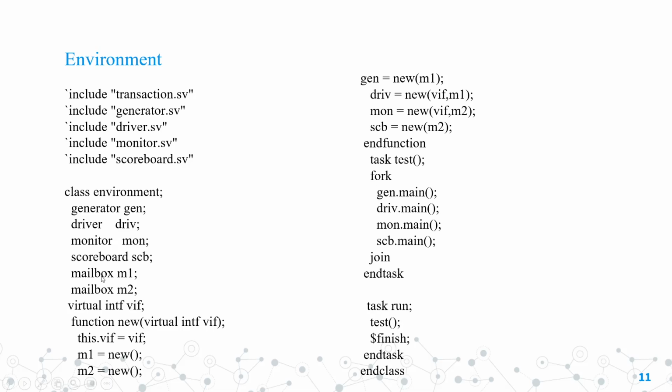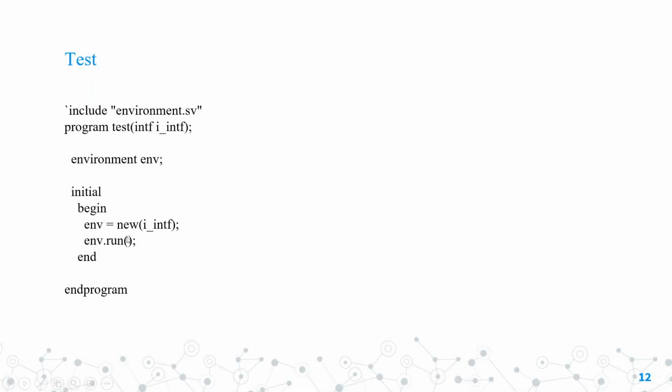So we have to run two tasks in our test file. That is the new task present in the environment, to which we have to send a virtual interface as input, and the task run. We also have to run the task run. This is our test.sv file. In this, I am including the environment.sv file and writing a program. This program will be run from the top level test bench. This program name is test, and the input for this program is a virtual interface.